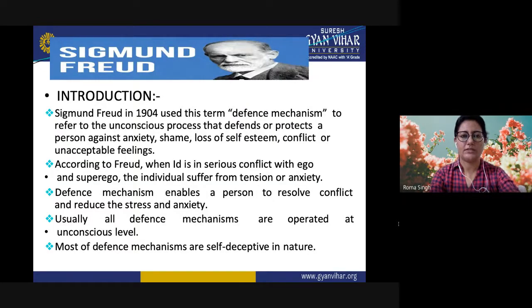So it was actually given by Sigmund Freud in 1904, and he used this term, defense mechanism, to refer to the unconscious process that defends or protects a person against anxiety, shame, loss of self esteem, conflict, or unacceptable feelings. So it is all related to our emotions.